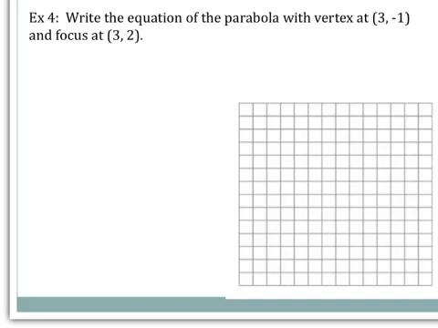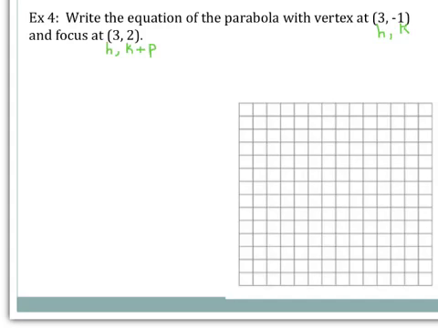Okay, now the last thing we're going to do is we're going to write an equation of a parabola with vertex at 3, -1. So that means this is h, this is k. And the focus, look, the x-coordinates are the same, so that's also h. And that 2 means that we're going to add some value to the y value. And so why don't we do this? Let's put it on the graph. Let's sketch it a little bit.